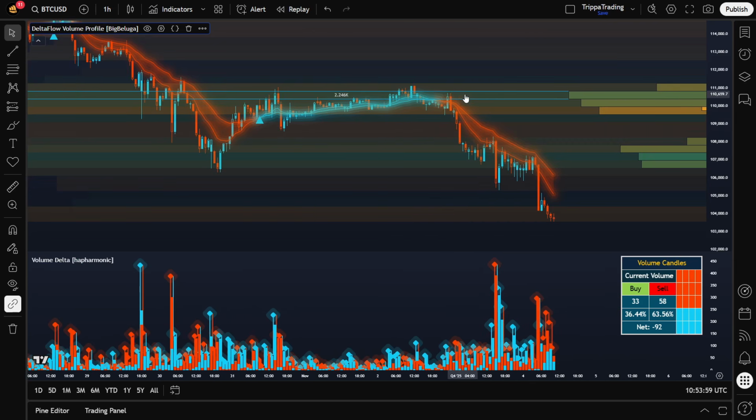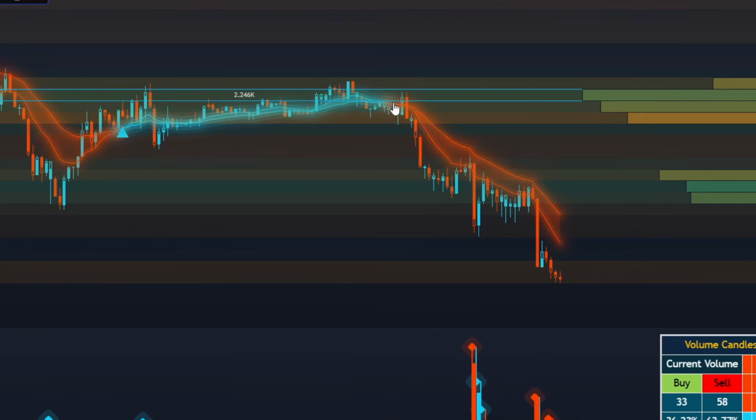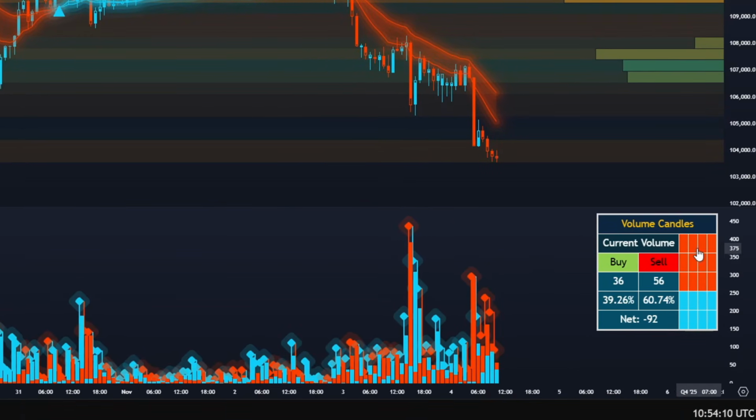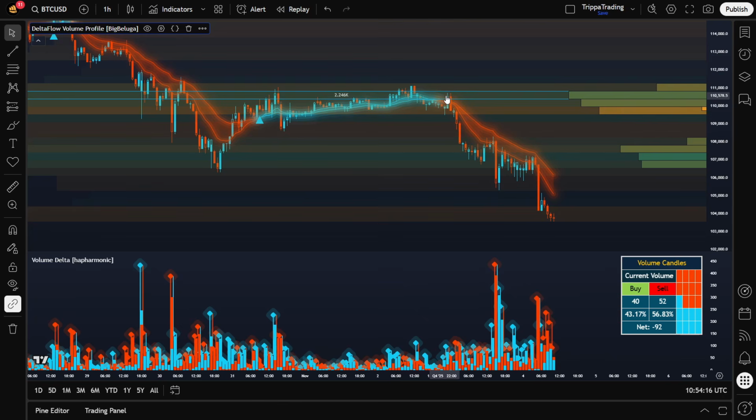Imagine price is approaching a high volume zone shown by delta flow volume profile, a potential resistance. You switch your focus to the volume delta indicator and see that recent candles have high red bars, showing strong selling volume. That's your extra confirmation. The sellers are defending that zone again.